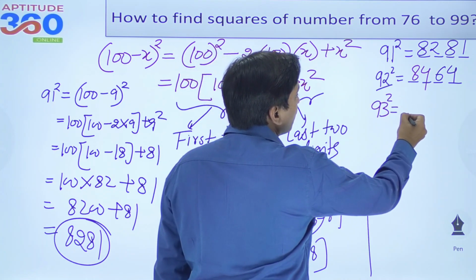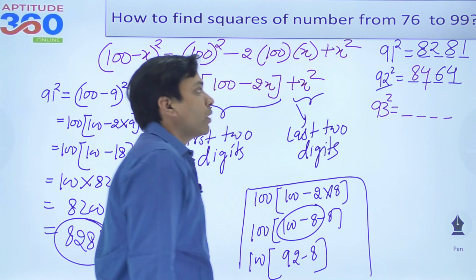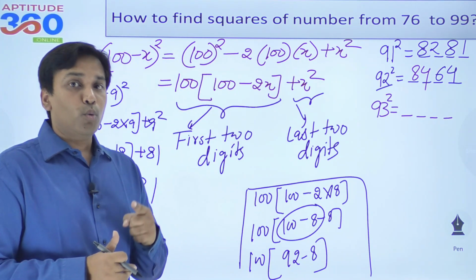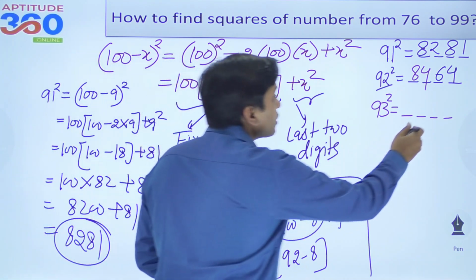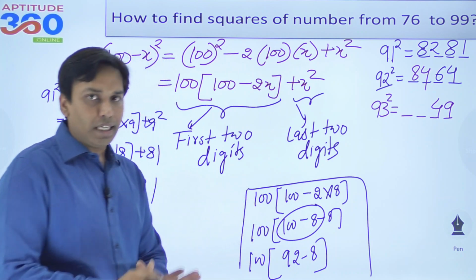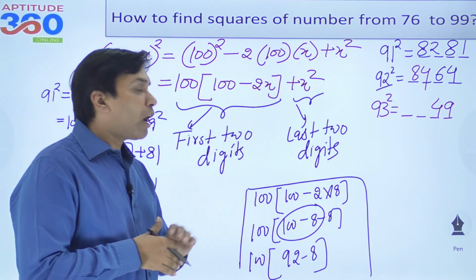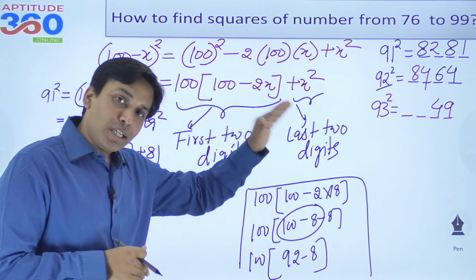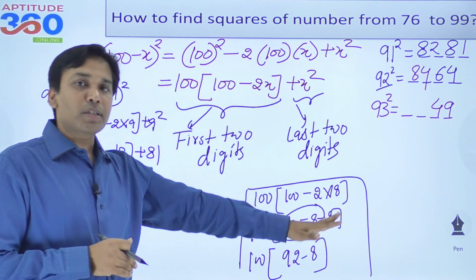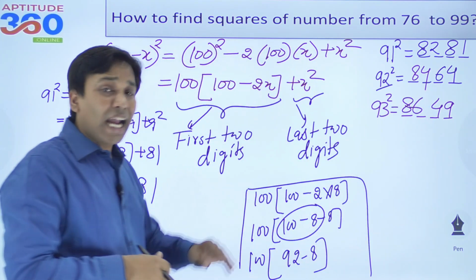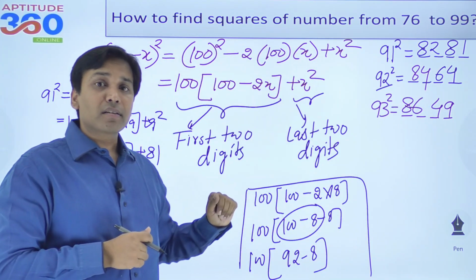What if you need to find 93 square? 93 is 7 less than 100. 7 square is 49, so the last two digits will be 49 assuredly. How do we find the first two numbers? 93 minus 7, the job is done. So 93 minus 7 is 86. Can anything be simpler than this?